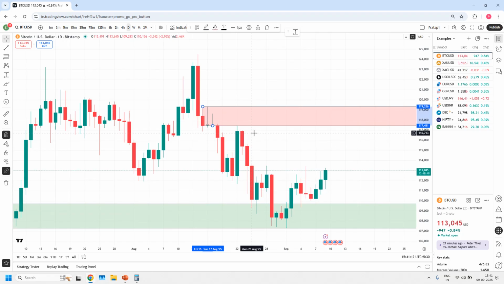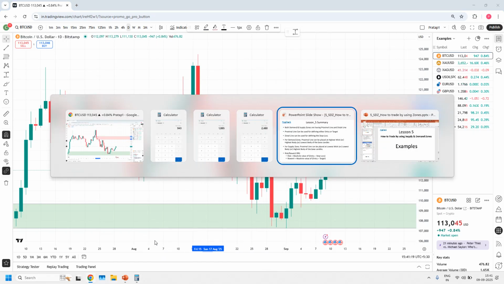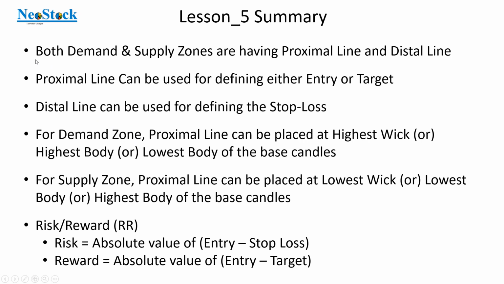This is how you will be identifying entry and target. That's why I specified in the presentation, the proximal line can be used for defining either entry or target. If it is a demand zone, it is the entry, and the supply zone is the target. Similarly, if the supply zone is the entry, then the demand zone is the target. This is what you should understand. That means prices are moving between demand and supply zones. One is the entry and another one is the target.